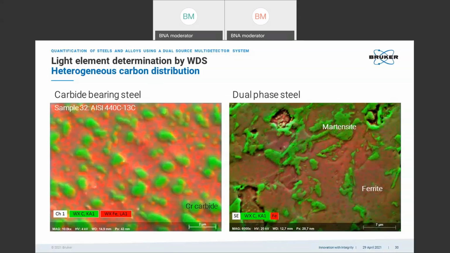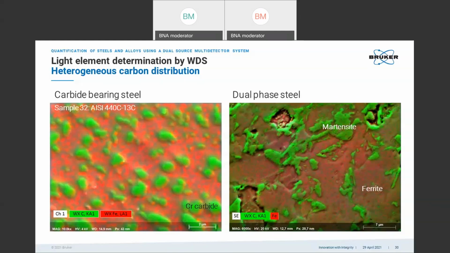Yeah, some more carbon here. We used mapping by WDS, and that's great. Also, we can map the heterogeneities of carbon distribution in the samples, and there is actually some heterogeneity. Standards should be homogeneous, but homogeneity is always a question of scale.